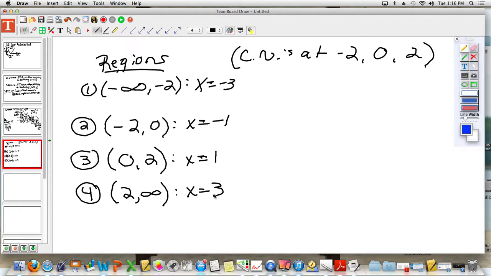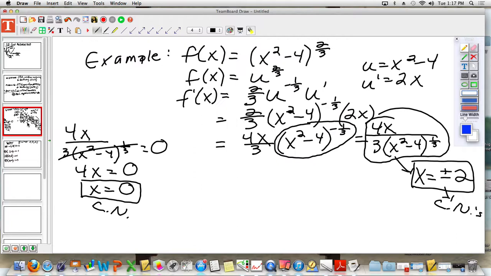All right, so this is what you need to do. You need to take this -3 and plug it into your derivative formula. So find your derivative formula, and I'm going to switch back to that page. Our derivative ended up being this thing right here.